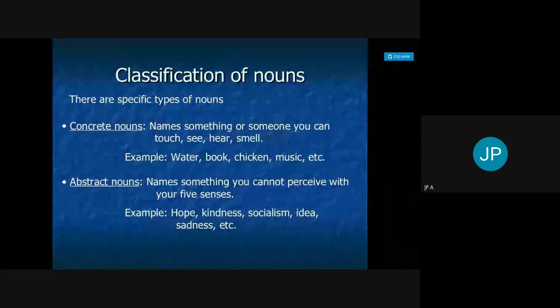And things. So we mentioned persons, places, things, or ideas. So when you talk about things, there can be two kinds of things: concrete things and abstract things. Concrete things are those which you can touch and feel. Abstract are those which you cannot touch and feel.